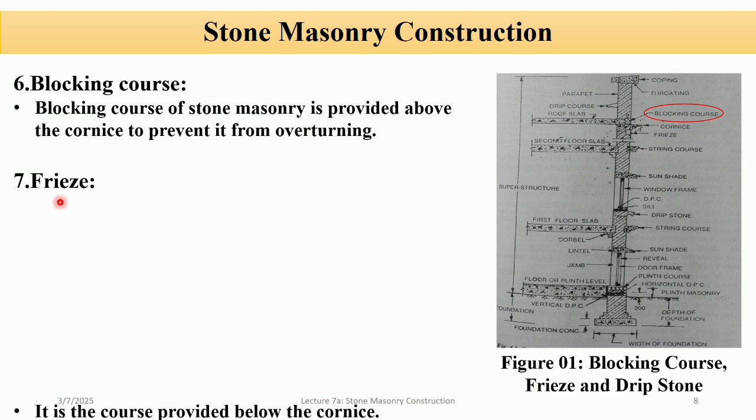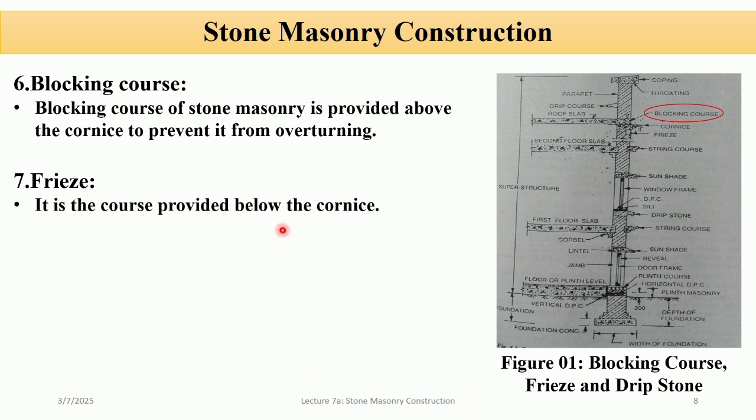Trees. So it is the course provided below the cornice. So you can see this is the cornice, and we provide the trees below the cornice. So the purpose of providing trees is to add ornamental beauty to the buildings. It can contain aesthetic details, and sometimes we provide the trees to conceal structural joints.